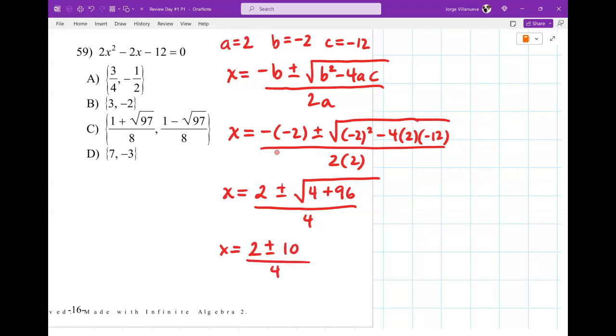So here are my two answers. 2 plus 10 over 4 and 2 minus 10 over 4. 2 plus 10 is 12. 12 divided by 4 is 3. And 2 minus 10 is negative 8. Negative 8 divided by 4 is negative 2. So negative 2 and 3 are going to be my answers. So there you go.